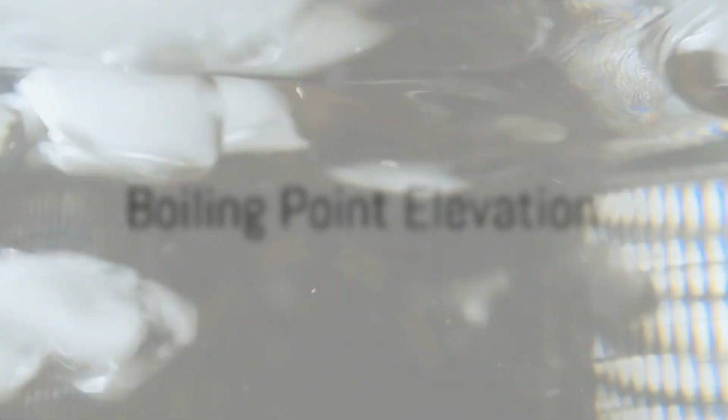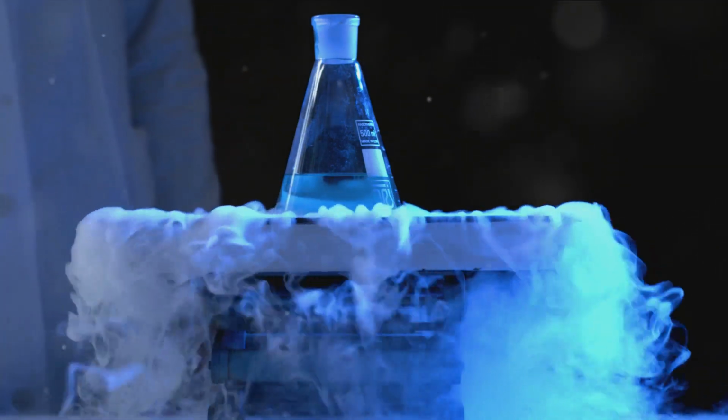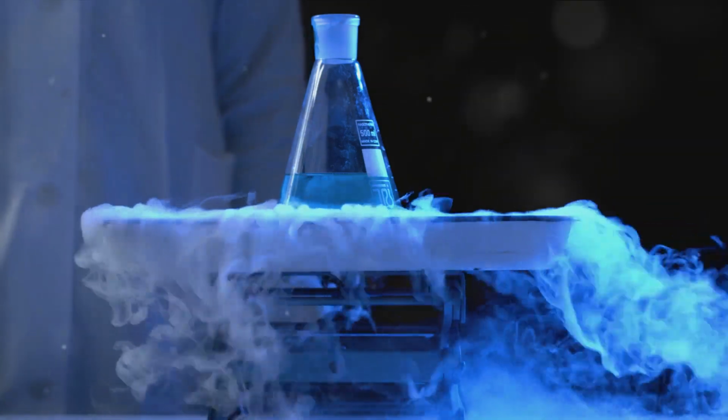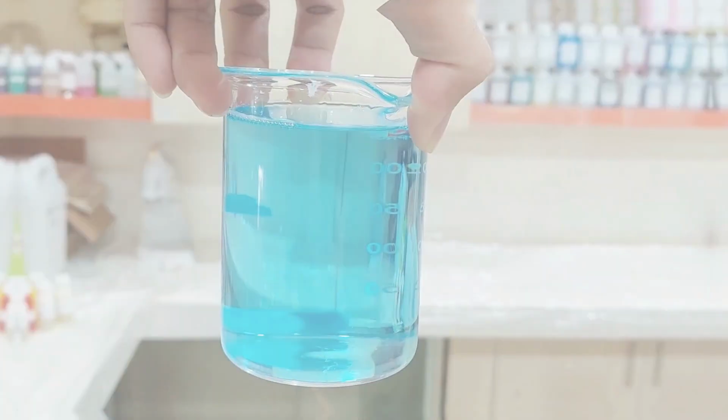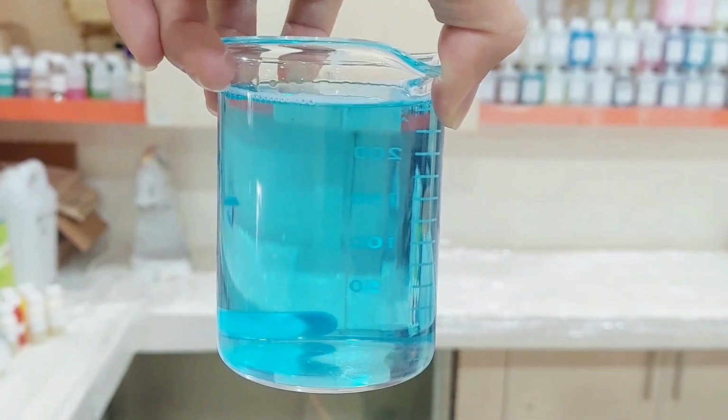Next, we have boiling point elevation. This occurs because the addition of a non-volatile solute to a solvent increases the temperature at which the solvent boils. The solute particles disrupt the equilibrium between the liquid and gas phases, requiring more energy or a higher temperature to boil the solvent. The third type, freezing point depression, is the opposite of boiling point elevation.